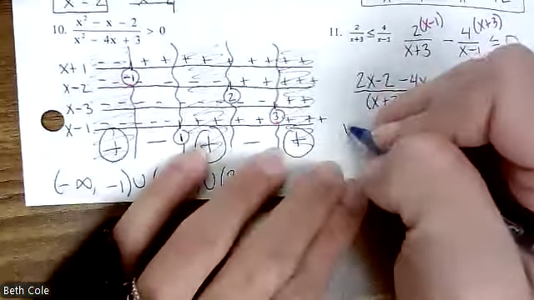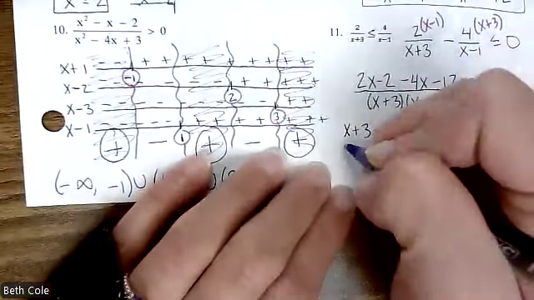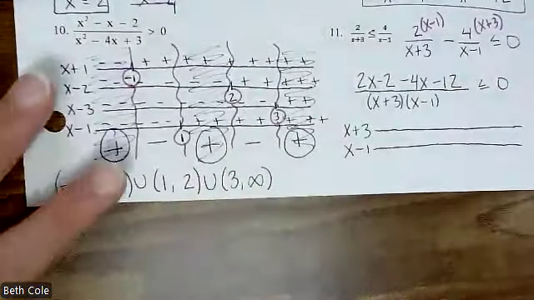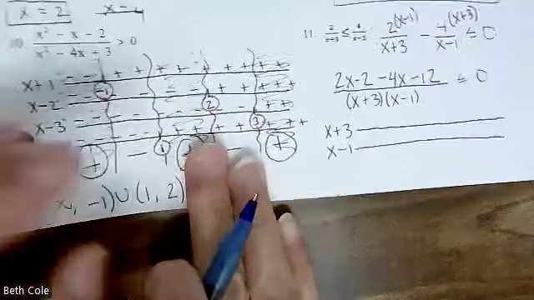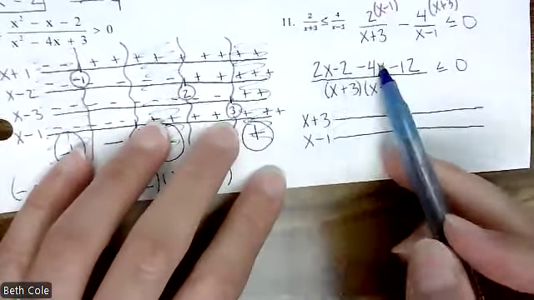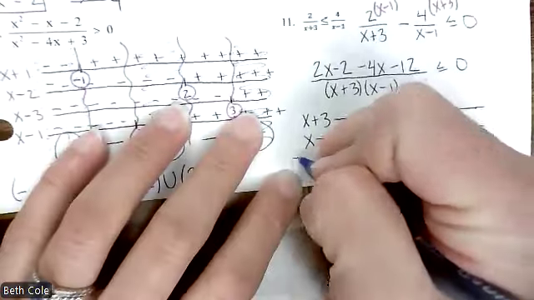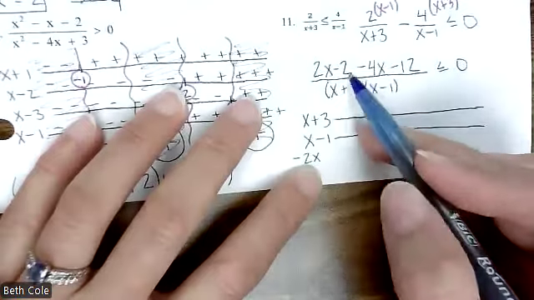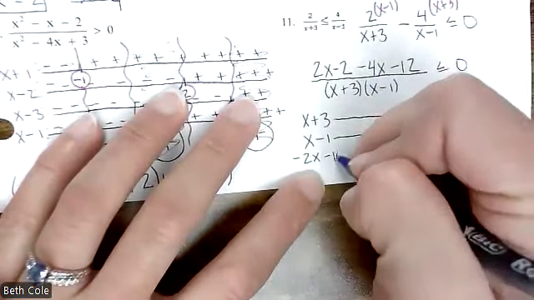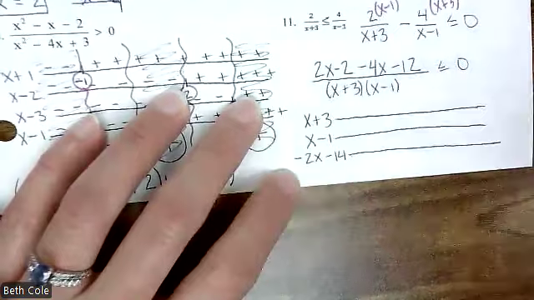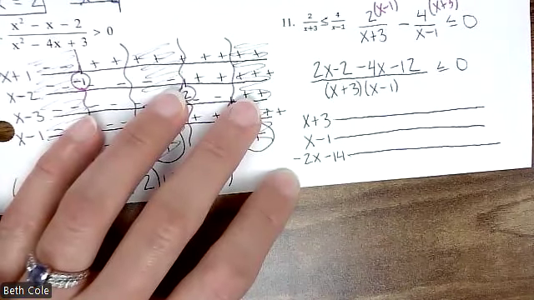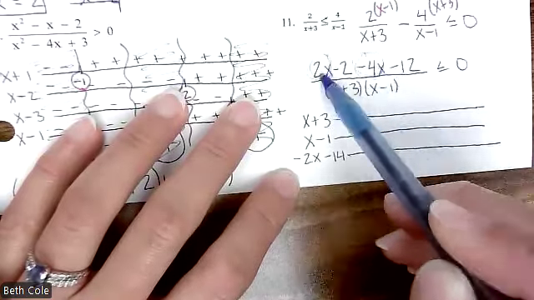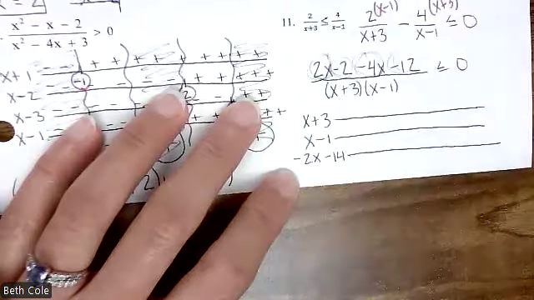So for number lines, you're going to have your x plus 3. You're going to have your x minus 1. And then you're going to have whatever that numerator is. I would put the like terms together. So if you put your like terms together, you're going to get what? Huh, that's weird. There's a negative. So yeah, -2x, and then your other like terms will be -14. We just put the like terms together. So 2x minus 4x was -2x, and then -2 and -12 is -14.